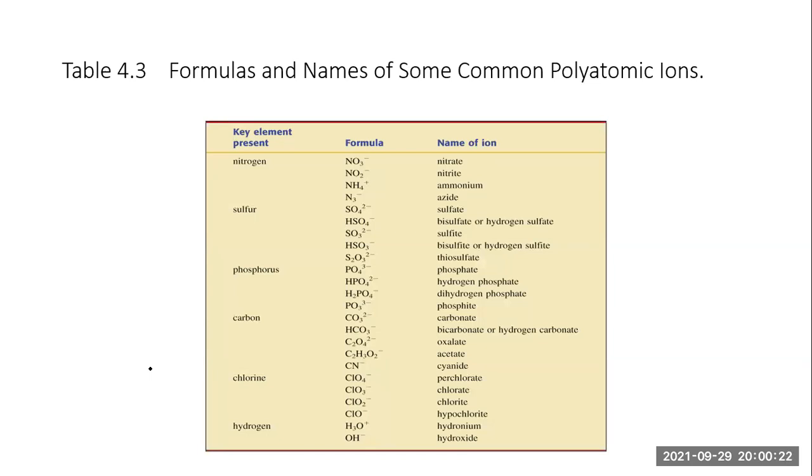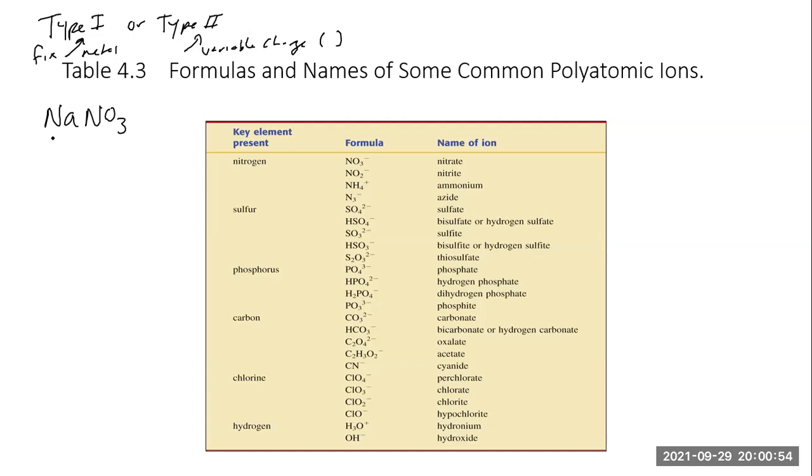They typically will be hooked up with a metal, which means we fall back to our type 1, type 2 rules. And again, the difference here is fixed charge on the metal, no Roman numerals, variable charge on the metal, we need Roman numerals. So we do follow the same thing. So for example, if I put sodium with the nitrate, we would break it up here. This is a sodium ion. This is a nitrate ion, which is right here.